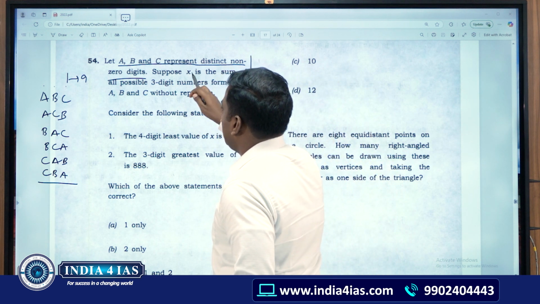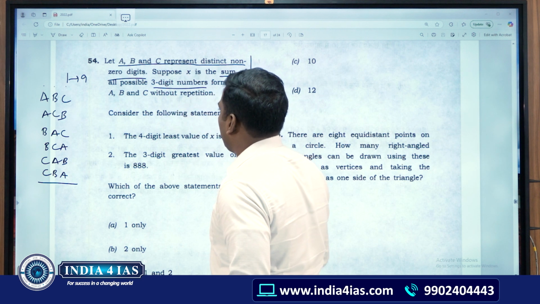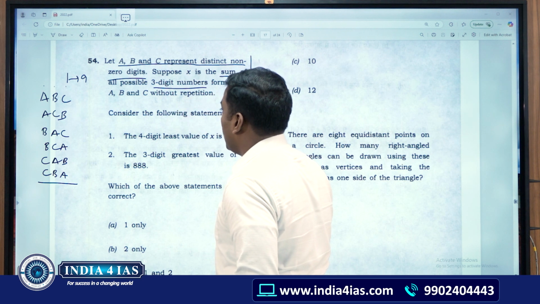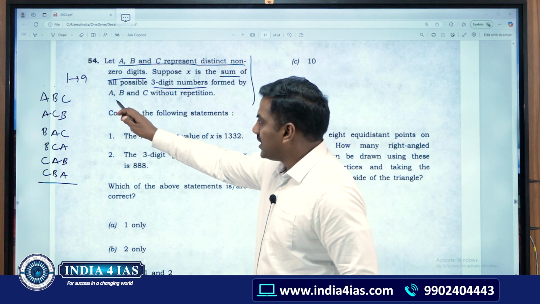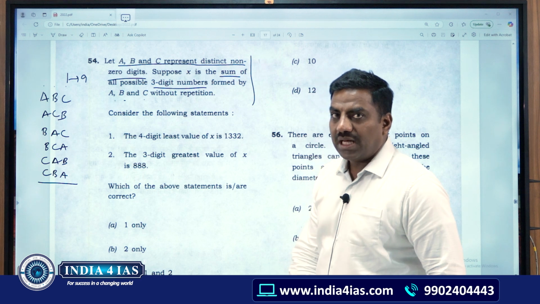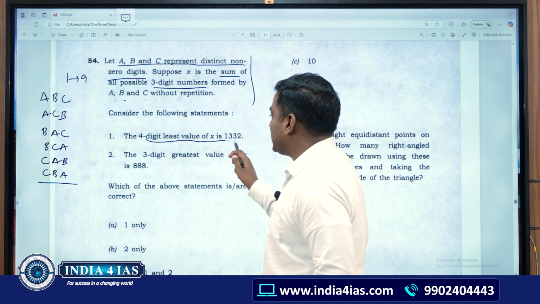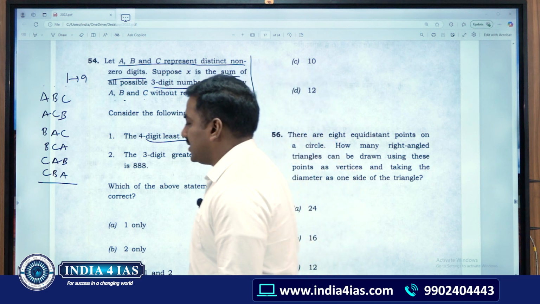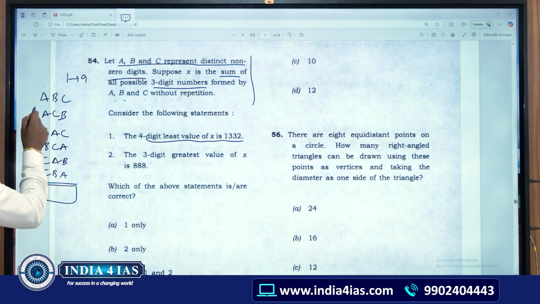ABC represent distinct non-zero digits. Suppose X is the sum of all 3-digit numbers formed by ABC without repetition. Which 3 numbers? I don't know. Okay. Now, the 4-digit least value of X is equal to 1332. X is the sum.